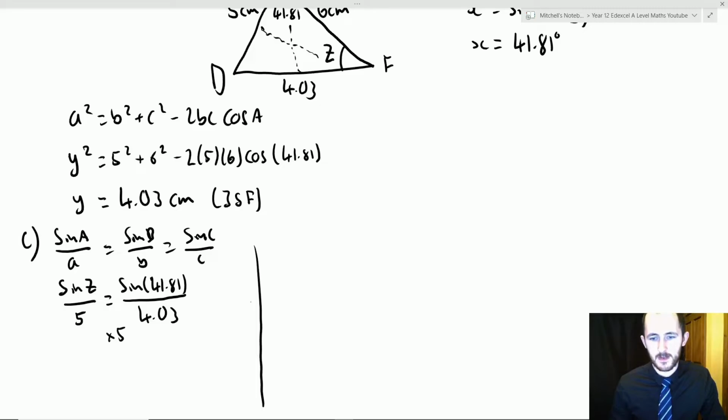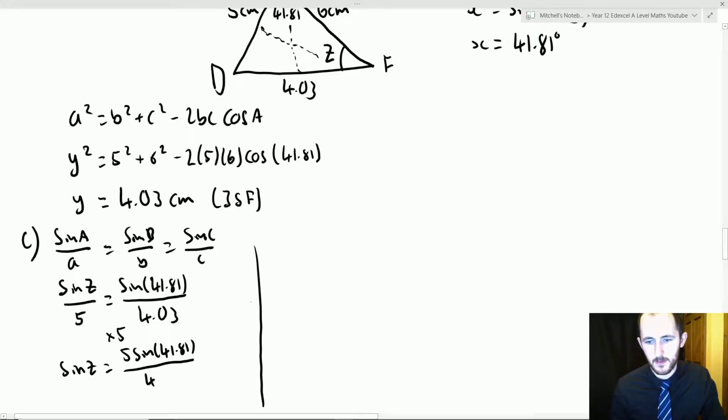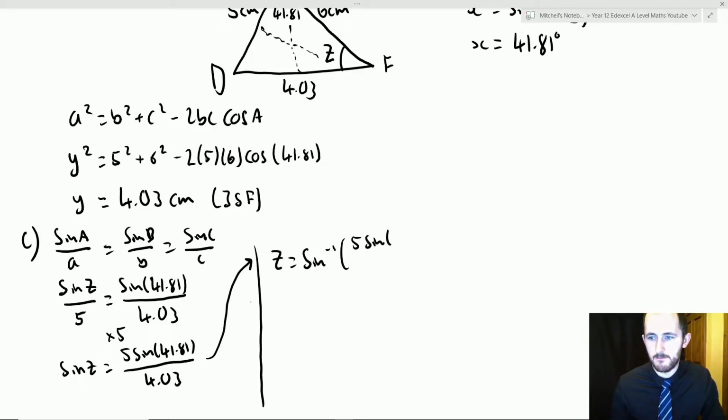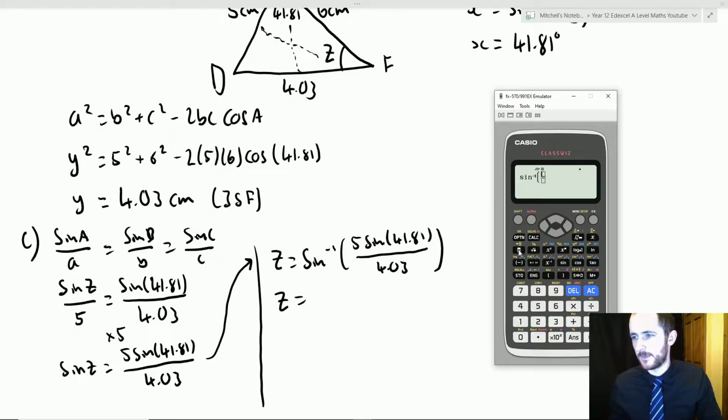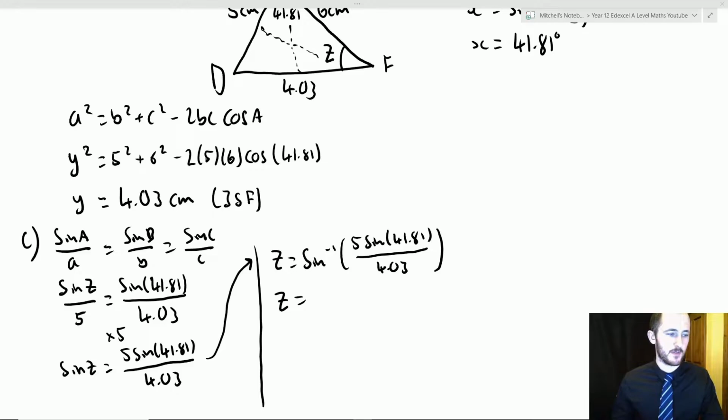And now this is a simple rearranging. So if I just times both sides by 5, I get that sine Z equals 5 sine 41.81 over 4.03. So if I go back up here, it's just going to be the inverse sine of 5 sine 41.81 over 4.03, and we're done. A bit long, but not too bad. Inverse sine, bracket, 5 sine 41.81, close bracket, divided by 4.03. 55.8 degrees to 3 significant figures.